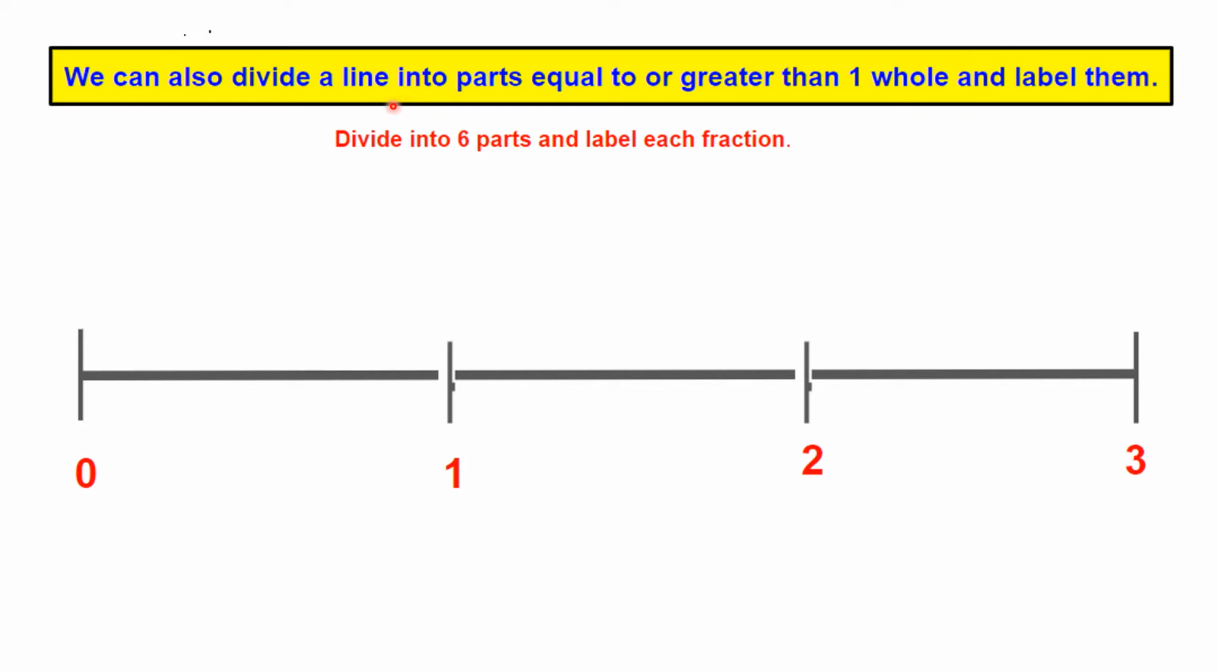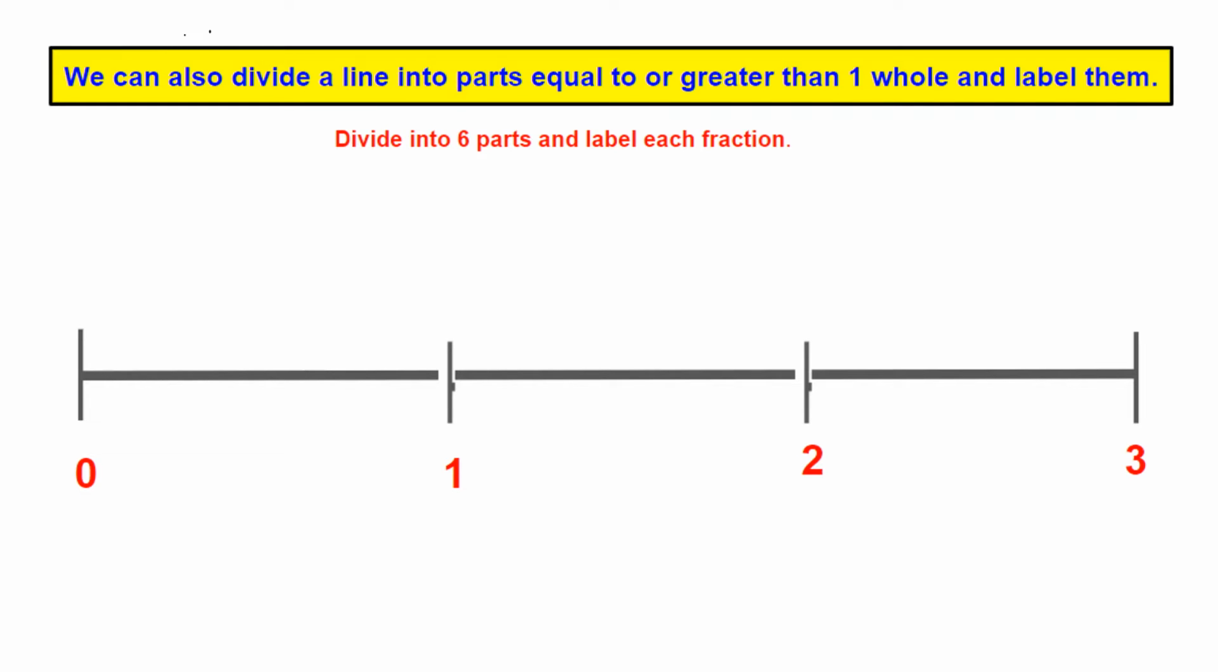All right, boys and girls, we've already learned to divide a line into equal parts that were less than a whole. So we're going to focus on greater than one whole this time, and we're going to label it. We're going to see how we label them when they're greater than one whole. So the first thing I want to do is divide into 6 parts, and label each fraction. So let's go ahead and do that.